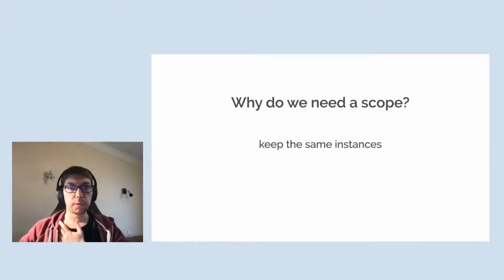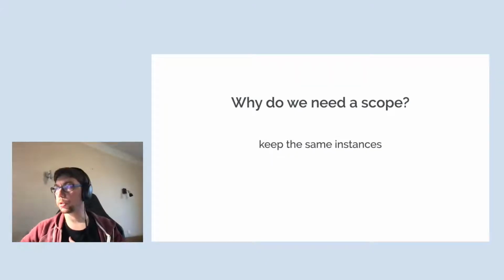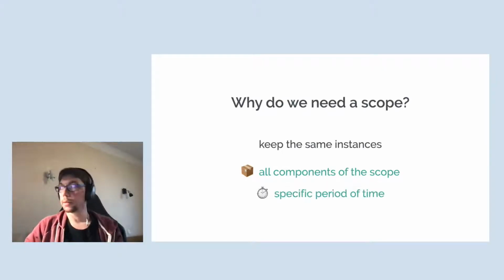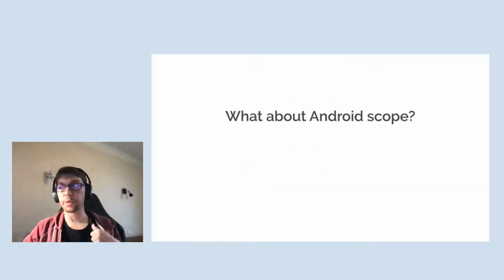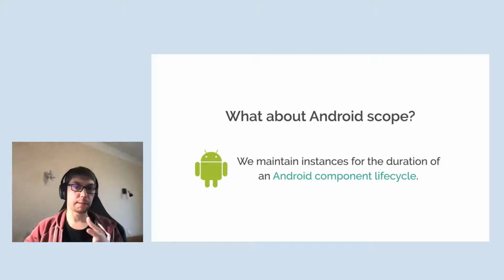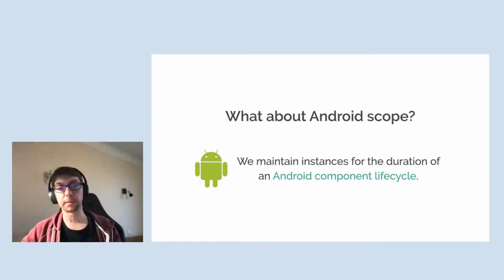Then why do we need some scope, especially in some SDK like Android and other runtime? What we want to do is be sure we are dealing with the same group of instances for the same duration of time. And then in Android, we want to be sure that this duration of time is completely compatible with the Android component lifecycle. We don't want to make memory leaks around here.